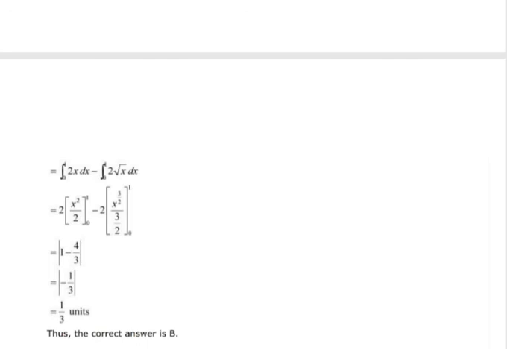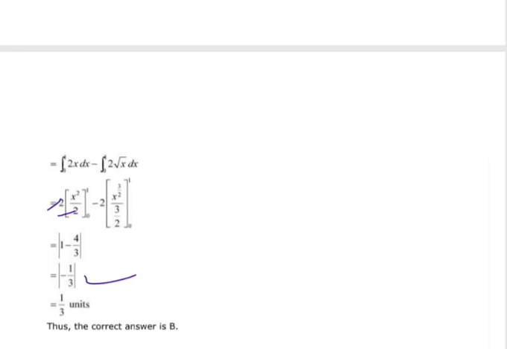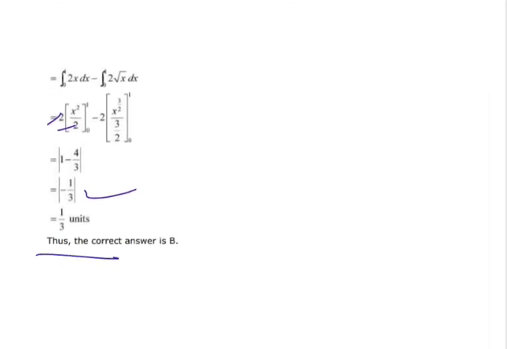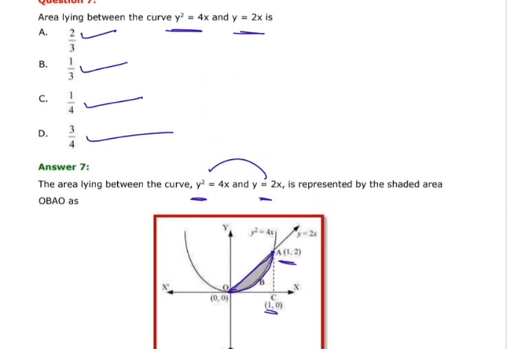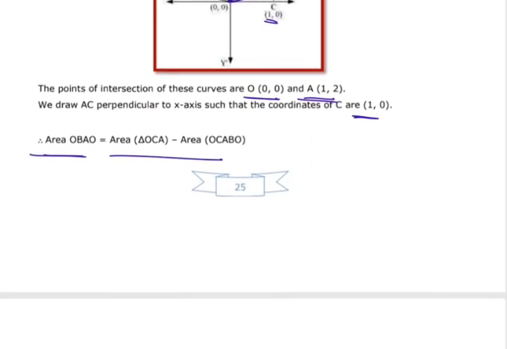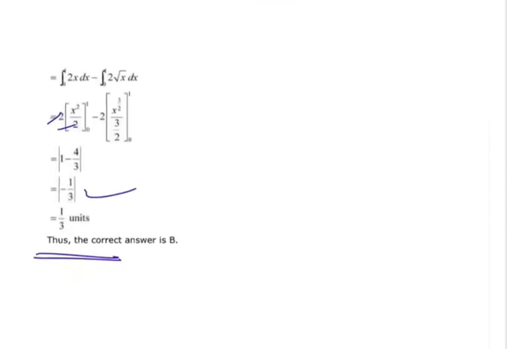Taking 2 outside, the integration of x is x square by 2, limit 0 to 1, minus 2 outside, the integration of root x is x to the power 3 by 2 by 3 by 2, 0 to 1. Simplifying, the 2 gets cancelled, upper limit is 1, minus 4 by 3, where 1 to the power 3 by 2 is 1 only. So it is 1 minus 4 by 3, which is minus 1 by 3. Taking the positive, we get 1 by 3. So the correct answer is B, 1 by 3 is the required solution.